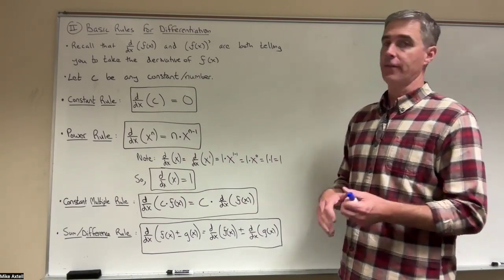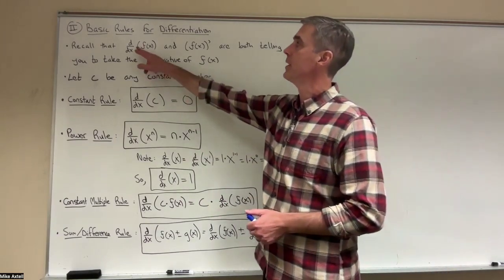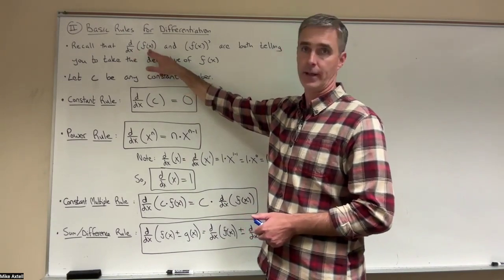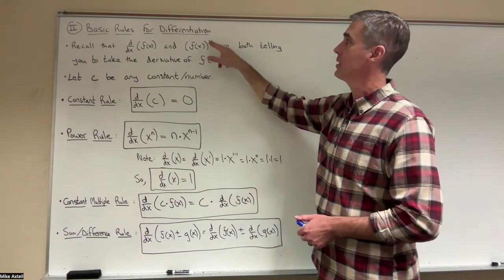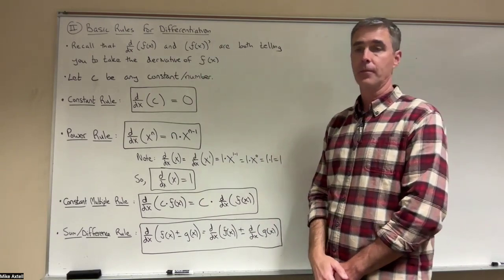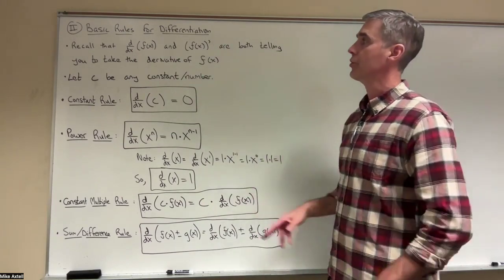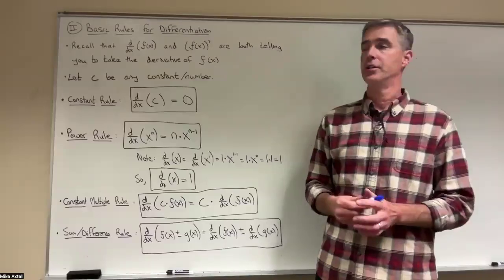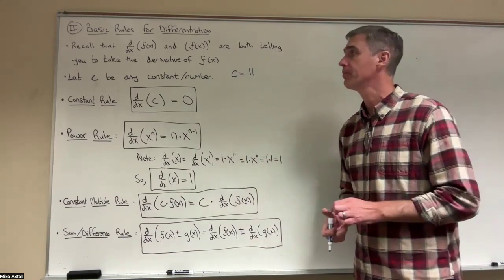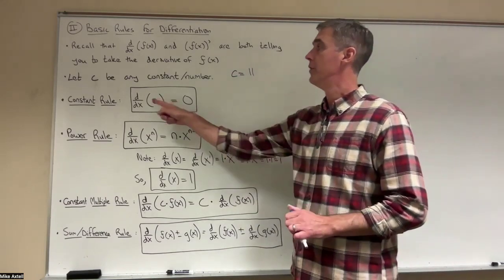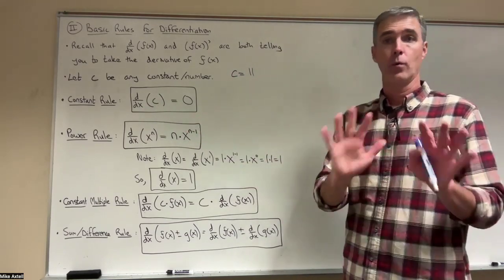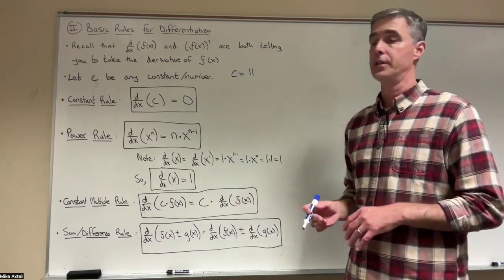All right, first off, a notational reminder. If I say d over dx f of x, that means take the derivative of f of x. F of x in parentheses with a prime on the outside says, again, take the derivative of f of x. For these rules, c is just going to be a constant or a number, like c is equal to 11 or something like that. The first rule is the derivative of a constant is always 0. No matter what the constant is, the derivative of a constant is 0.